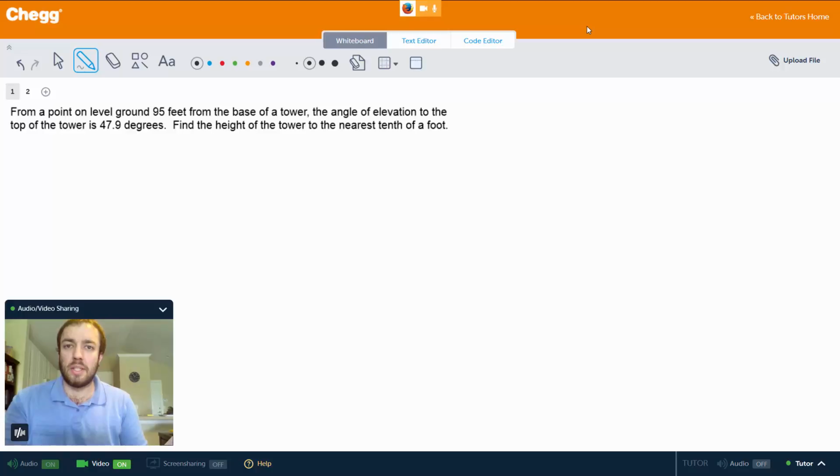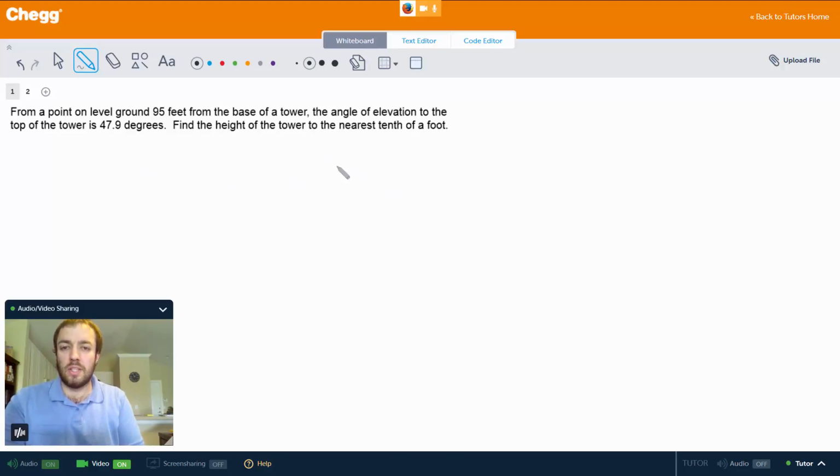I mostly do math and a little bit of computer science, and in this video we're going to do an example involving the angle of elevation. So here we have: from a point on level ground 95 feet from the base of a tower, the angle of elevation to the top of the tower is 47.9 degrees. Find the height of the tower to the nearest tenth of a foot.